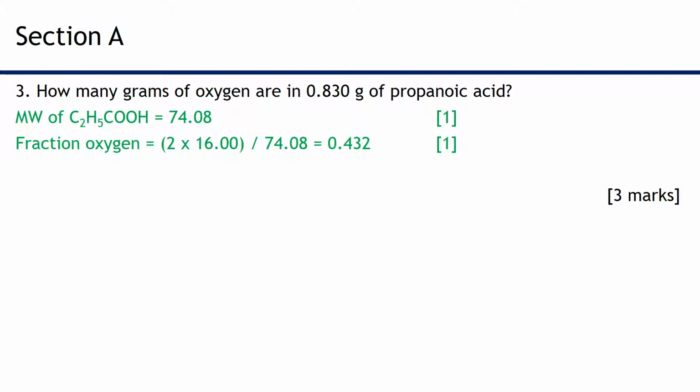We can then take this decimal fraction and multiply the mass of propanoic acid that we started with, so 0.830 grams. We can multiply this by 0.432, and that will give us 0.359 grams of oxygen in our 0.830 grams of propanoic acid.